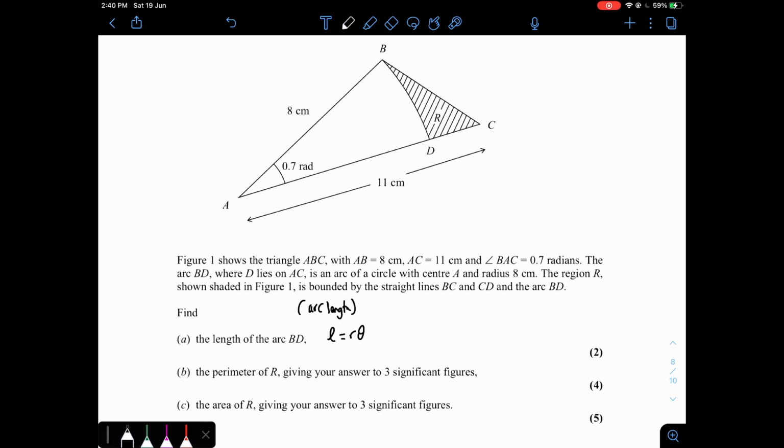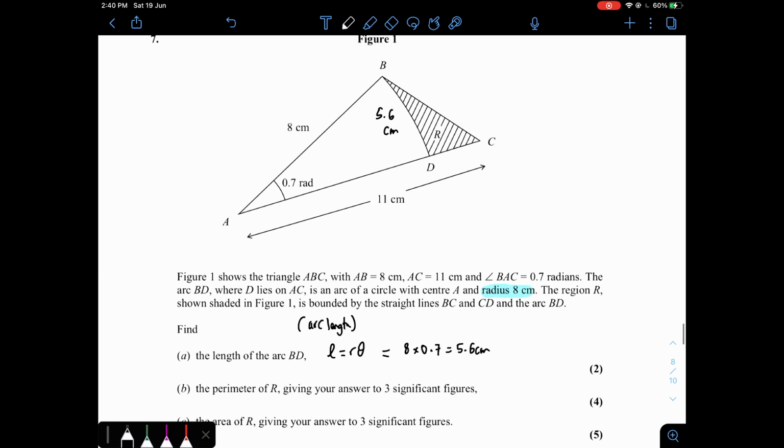So you remember it. This is just to substitute. So what's the radius? They tell you the radius is 8 centimeters because of AB. You can see over here, radius is 8 centimeters. So you know what's going on. So that will be 8 times 0.7, which is 5.6 centimeters for arc BD. So that is 5.6 centimeters.